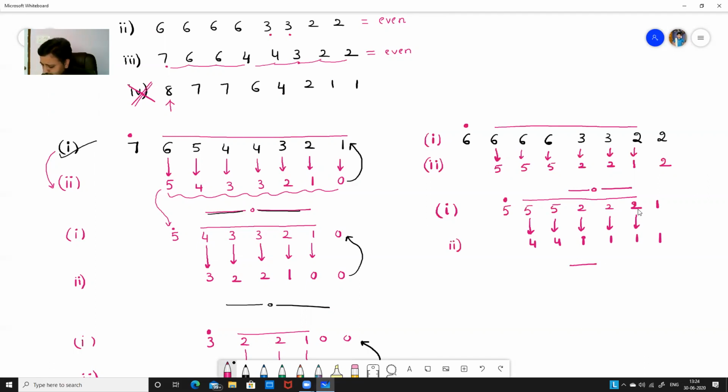Then again, go to the next one. Actually, it is not required to do it like this. The reason is it is having degree 4 and it is also having degree 4. It means that this vertex is connected to 4 other vertices, and the second one is also connected to 4 other vertices.